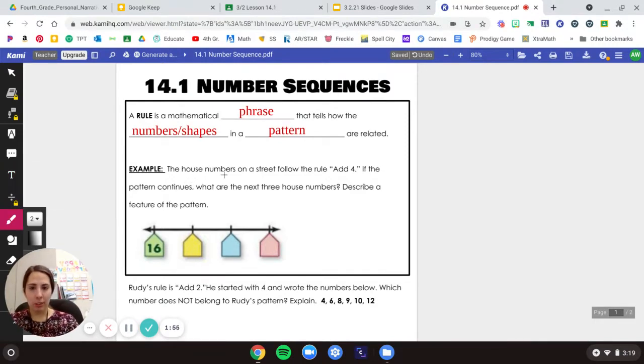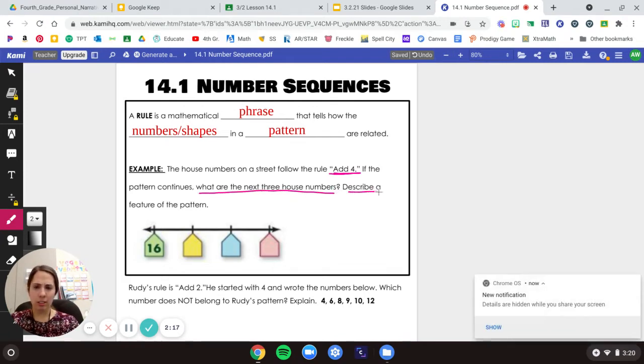So let's look here at our example. The house numbers on a street follow the rule of add 4. So we know what we have to do. We have to add 4. If the pattern continues, what are the next 3 numbers? Describe a feature of the pattern. So first we know we're going to have to add 4 to find out what the next 3 numbers are. But then it also tells us to describe a feature of the pattern.